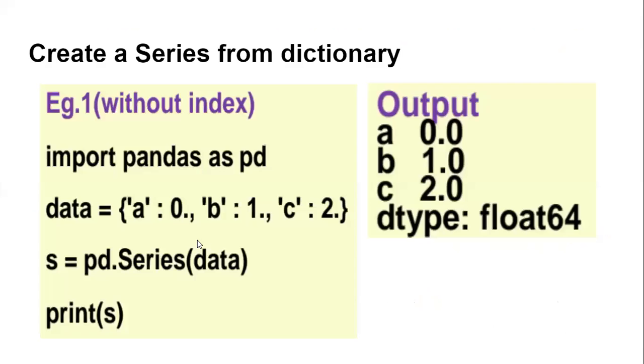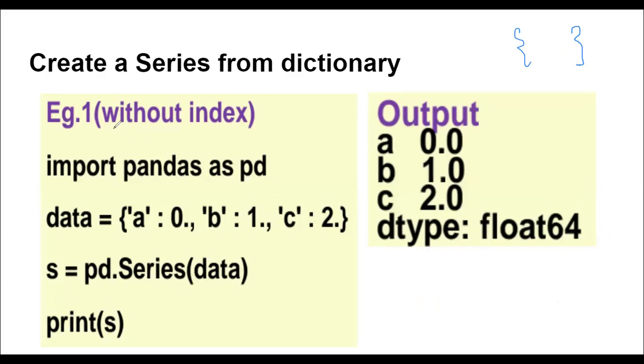The next is creating a series from a dictionary. So how to create a series from the dictionary? Like a list means square brackets, in the same manner, dictionary means curly brackets. The curly bracket represents that we are going to make a dictionary. So here, the first example we are going to see is without index, like how in the list we first saw it without index, in the same manner.